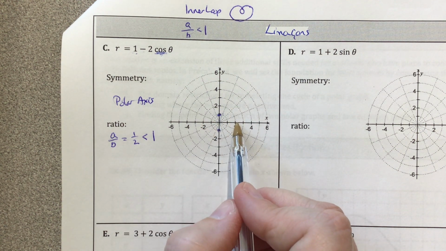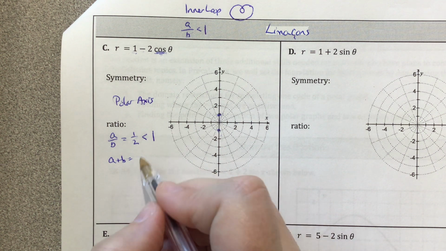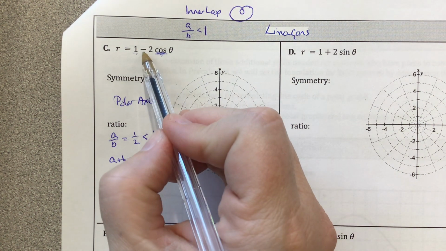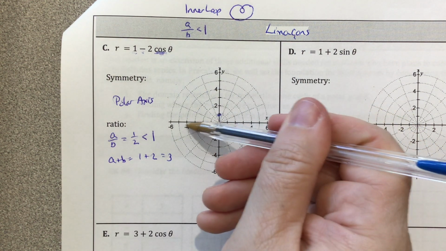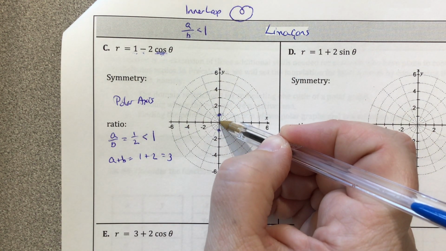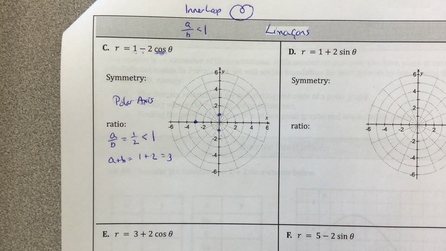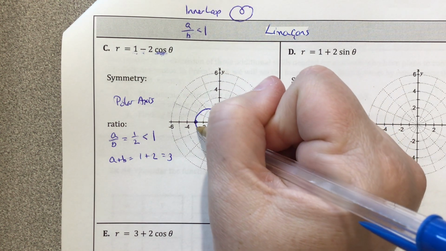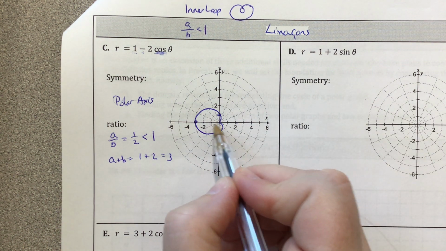I still find the distance there by adding A plus B. A plus B, 1 plus 2 tells me to move 3 units to get to the body of this graph. I want to be on the negative side of the horizontal axis. Negative side of the horizontal axis is where most of this graph lies. 1, 2, 3 out here. So I can see this graph goes like this, kind of. Pretend it went through those points, but there's an inner loop here.